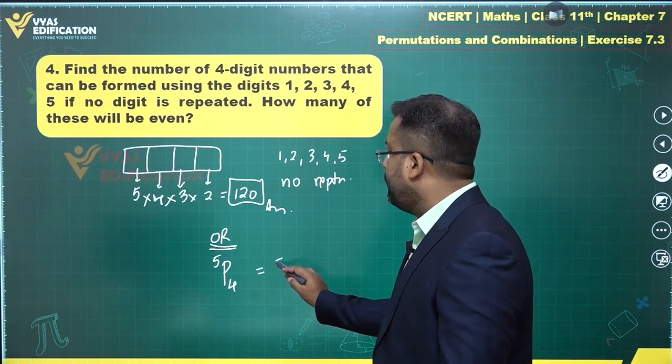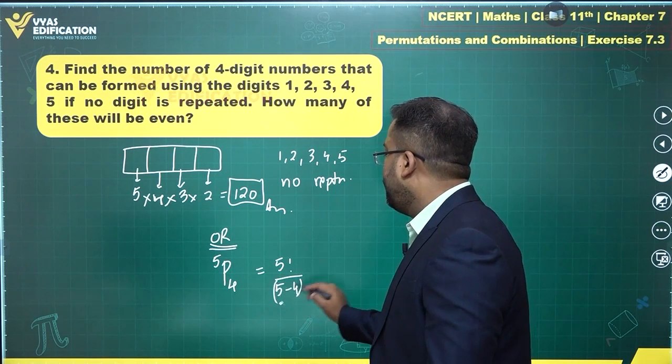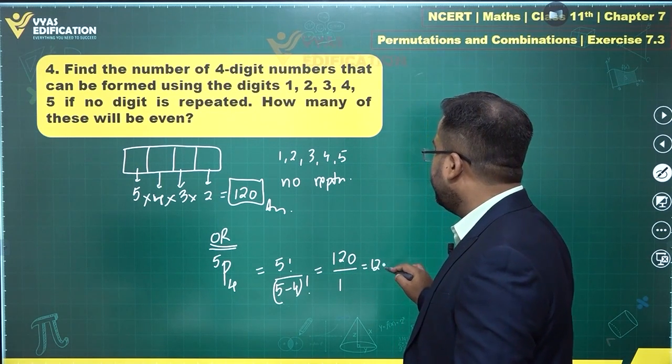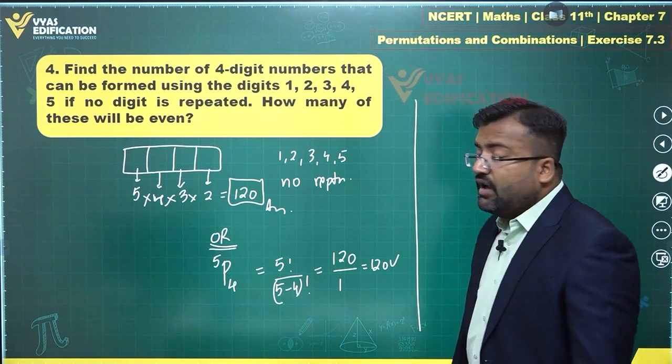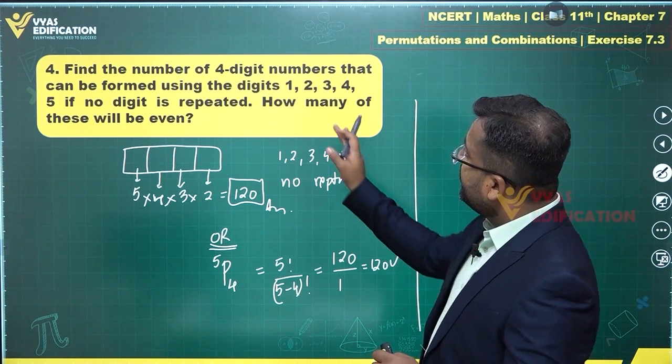So this is 5P4, which is 5 factorial upon 5 minus 4 factorial, which is 120 over 1, which is 120. This is an alternative idea. But that's just the first part. There's another part to this question.